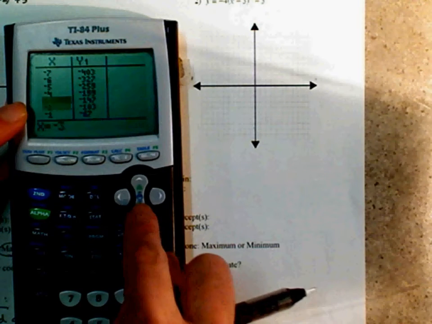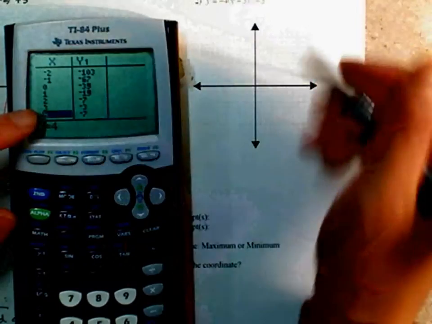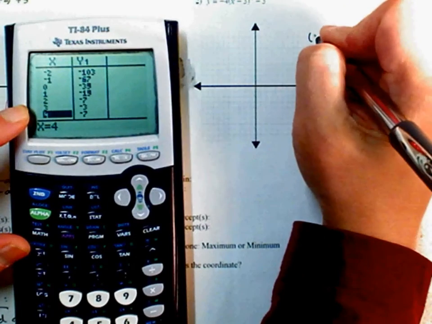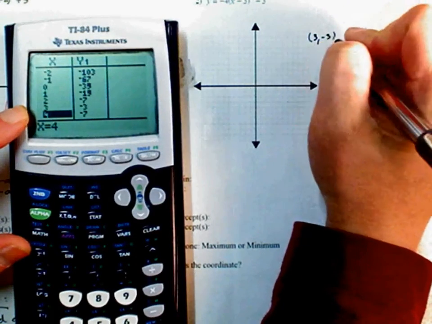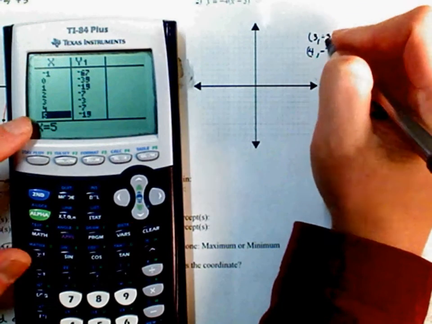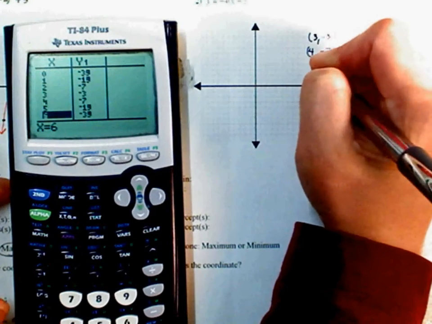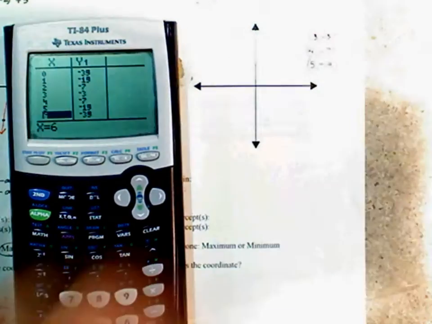Try to find numbers that work for you. So here are some numbers. 3, -3. 4, -7. 5, -19. That's too big, okay? So there you go. So I'm going to write down these numbers.